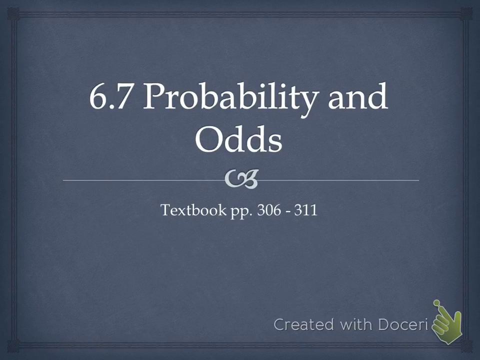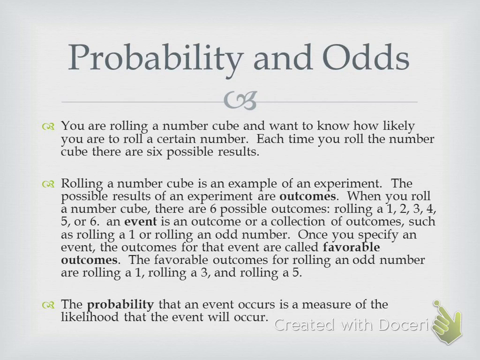All right, today we're learning section 6.7, probability and odds. We're on page 306 in our books. In this first slide, do you want to write all that down? No, you don't have to write it down. Basically, what the definitions are saying is just talking about what these different terms mean.